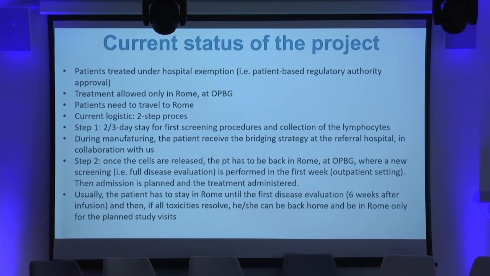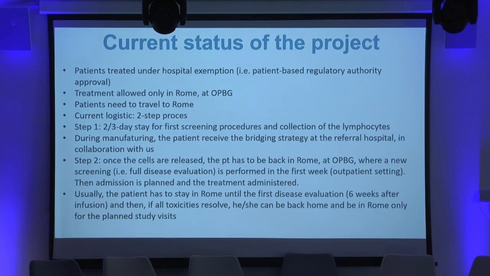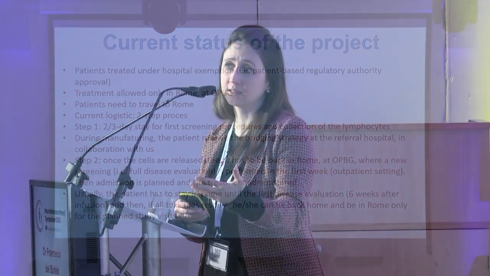And currently, the way it works is a two-step process. So patients and their family, of course, need to come to Rome for a first evaluation, in which we evaluate whether the patients can receive the treatment, and we collect the T cells to produce the CAR. We keep this as short as possible, so normally it takes 2 to 3 days. Then the patient goes back to his house and to his treating center.